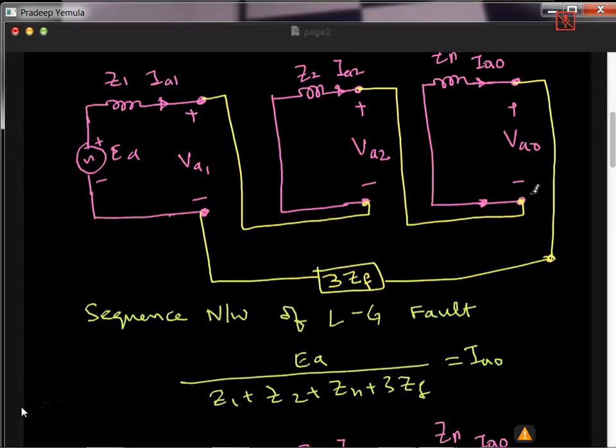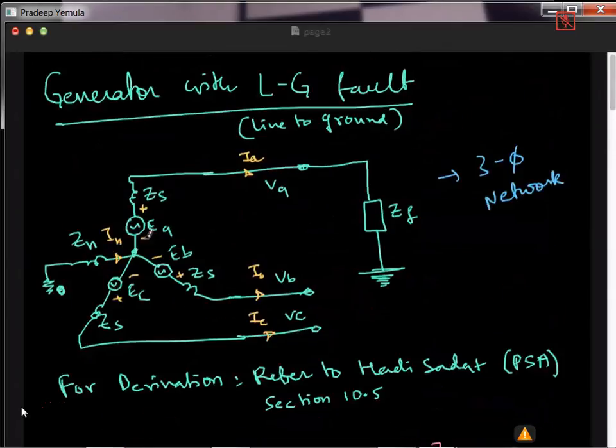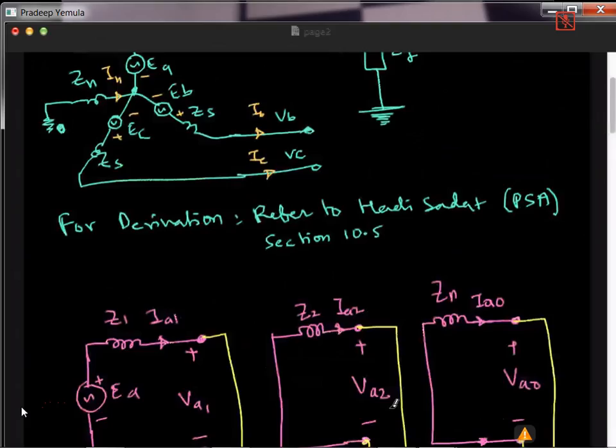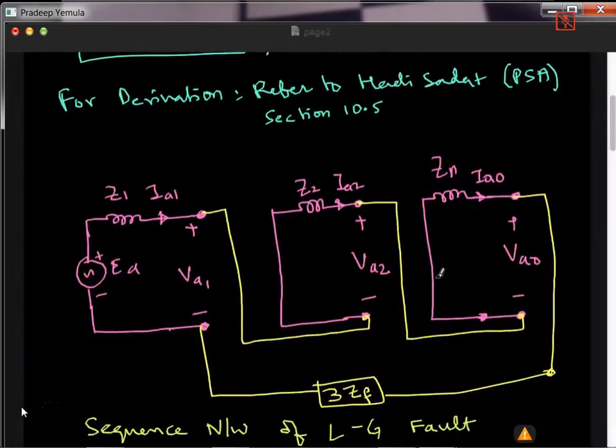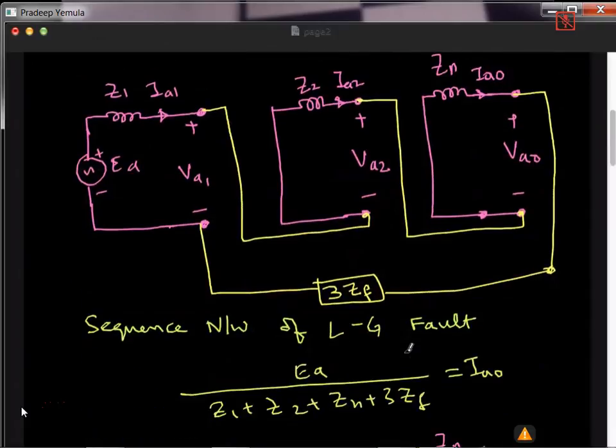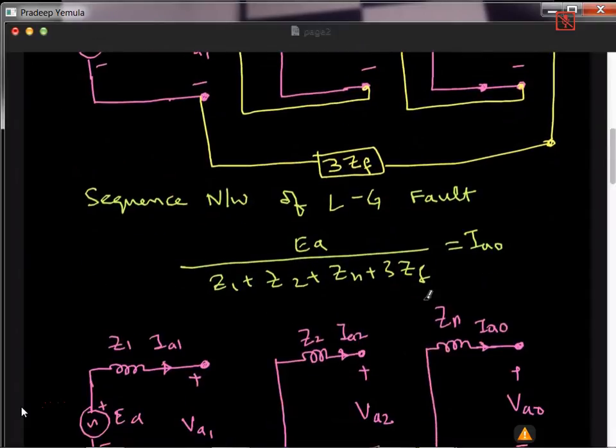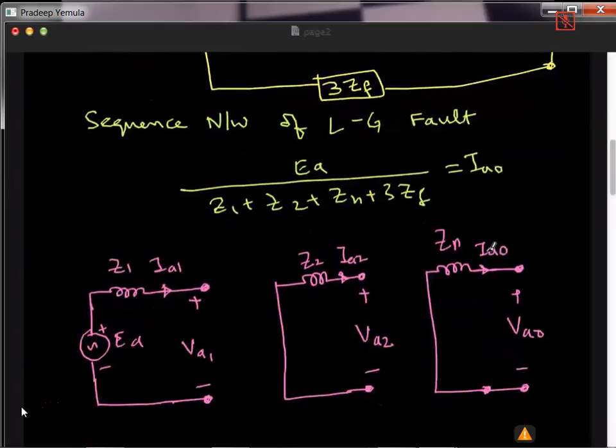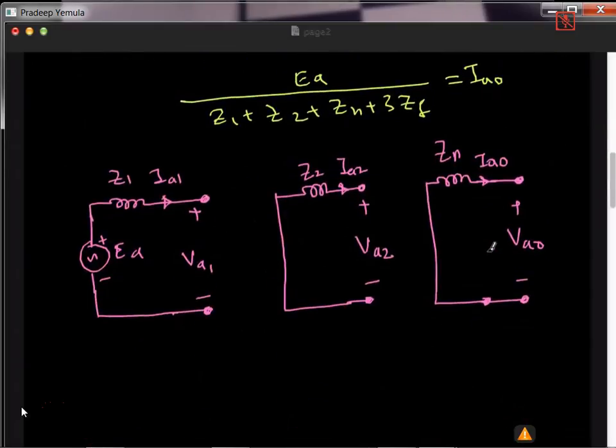So again, what I have done is I have taken a generator, created an LG fault, but for the derivation of that, refer to section 10.5 in this one, you will be easily able to follow. The final output is this circuit. And finally, this is the formula to calculate IA0. Okay, so let's continue.